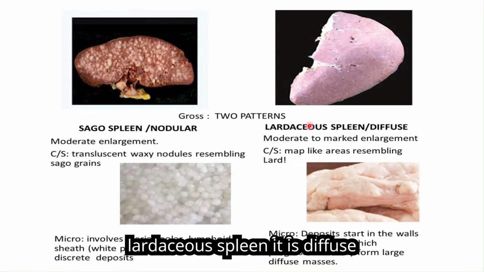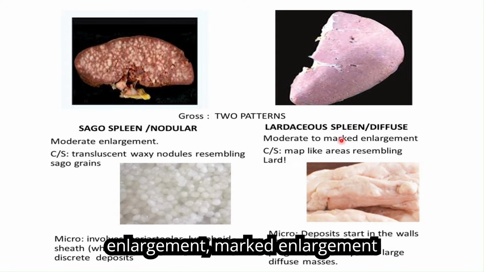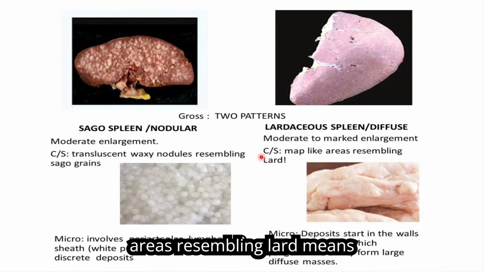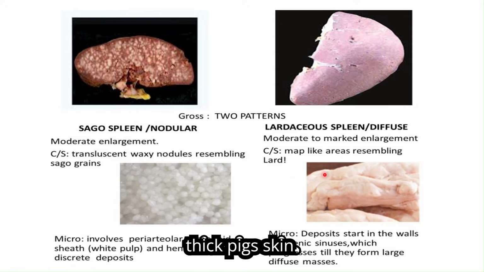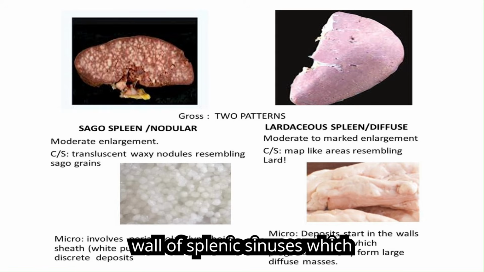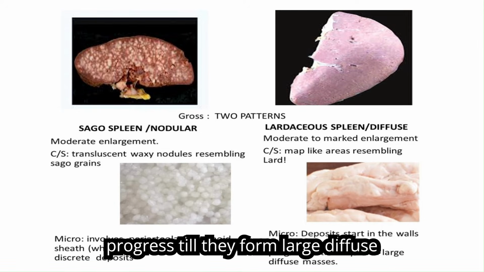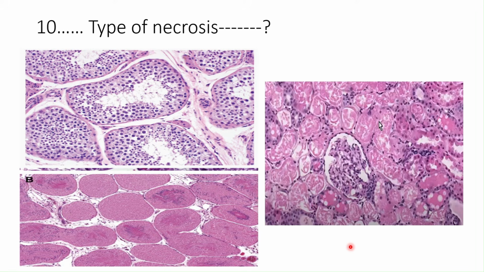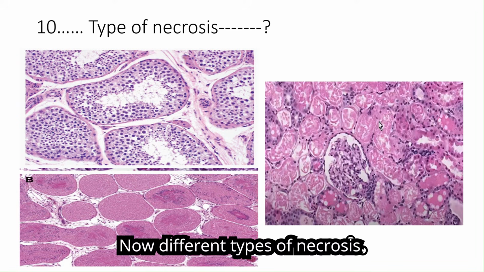Now, lardaceous spleen: it is diffuse, marked enlargement, and the cut surface shows map-like areas resembling lard, meaning thick pig's skin. Microscopically, deposit starts in the wall of splenic sinuses, which progress till they form a large diffuse mass. Now, different types of necrosis.